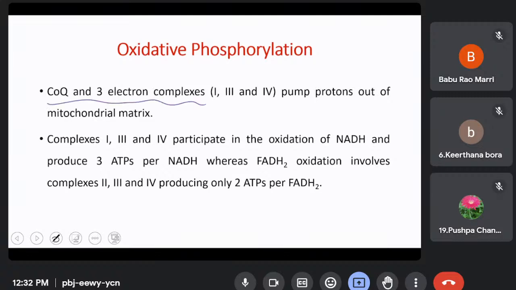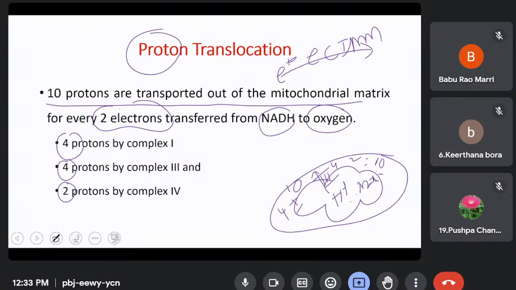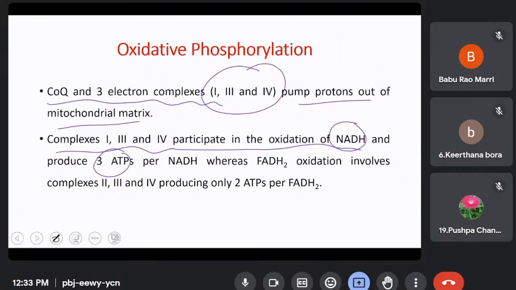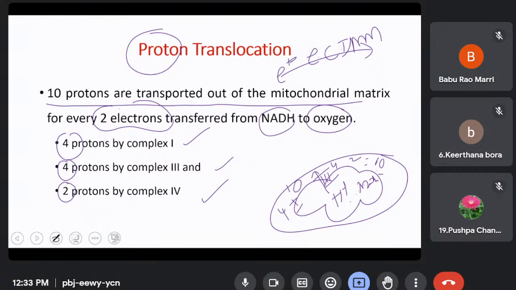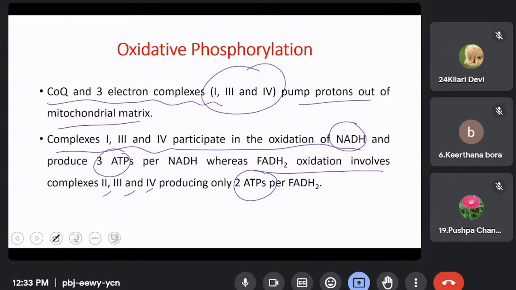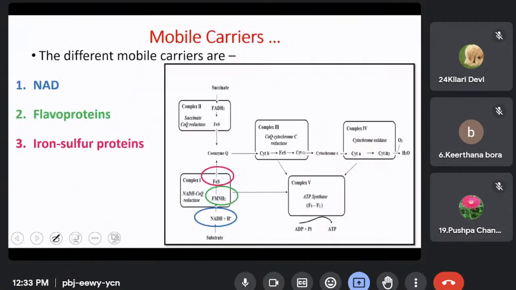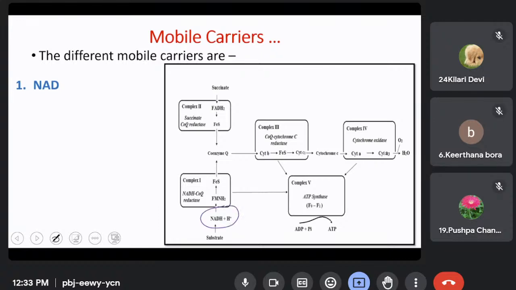So coenzyme Q and 3 electron complexes, 1, 3 and 4, pump protons out of the mitochondrial matrix. Complexes 1, 3 and 4 participate in the oxidation of NADH and produce 3 ATPs. When NADH is involved, 3 ATPs are produced because there are 3 places of proton translocation. Whereas FADH2 oxidation involves complexes 2, 3 and 4, producing only 2 ATPs per FADH2. Let us see how this happens. What happens at complex 1? Complex 1 passes electrons from NADH to coenzyme Q. This we have already seen. From NADH the electrons are transported to coenzyme Q through complex 1, and from complex 2 they are transported to coenzyme Q.